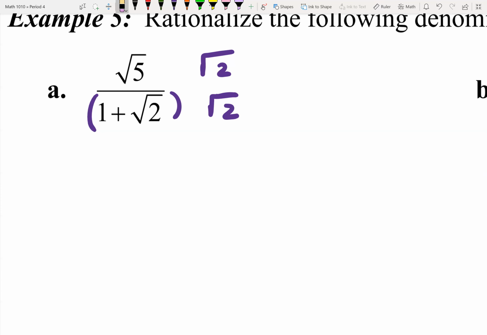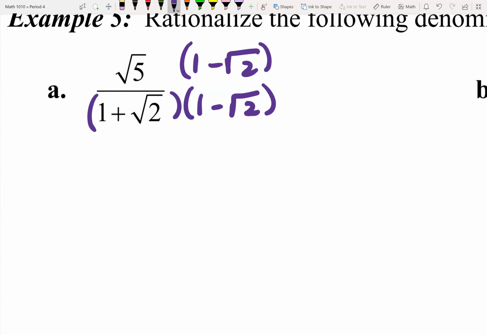What do I multiply by? The conjugate. Yeah. So it's going to be 1 minus the square root of 2. Now I need you to put parentheses around all those binomials. See those binomials? They all need parentheses. On the top, I distribute. Square root of 5 times 1 is the square root of 5. Minus the square root of 5 times the square root of 2 is the square root of 10.